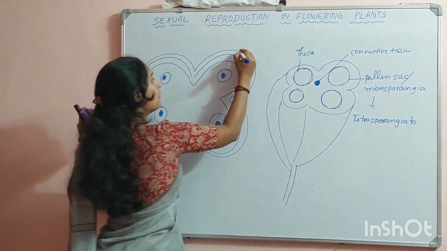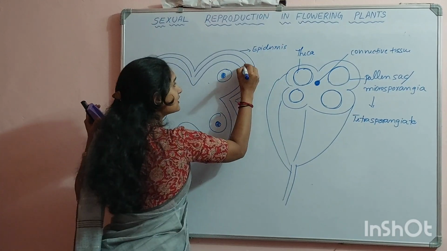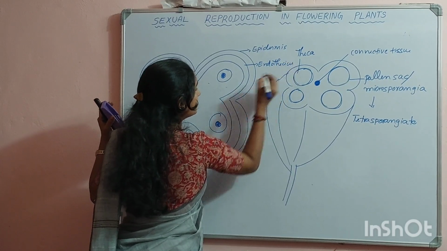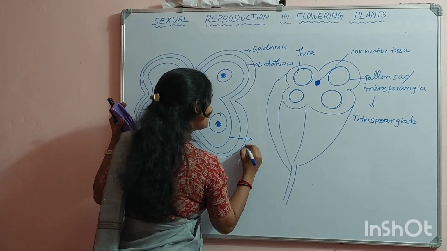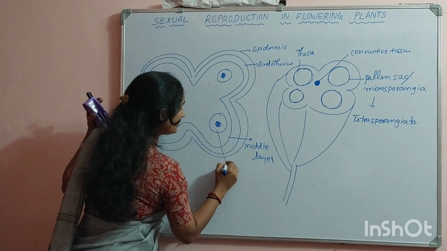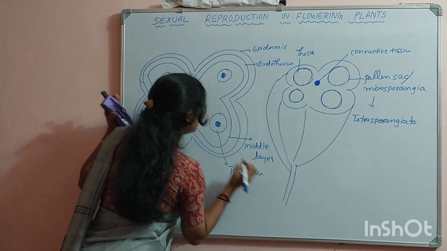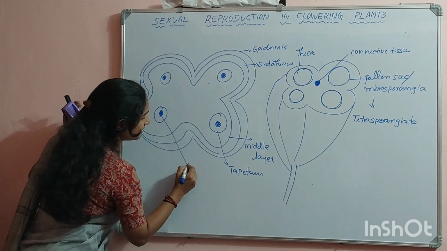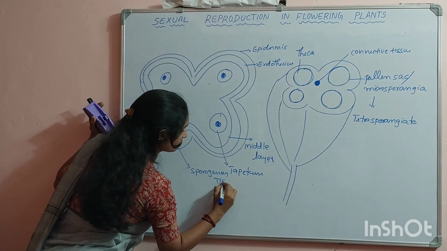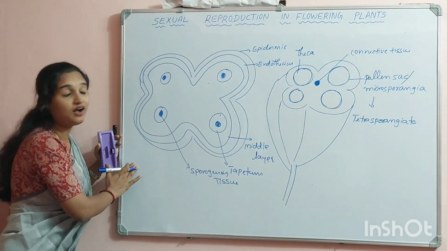Sporogenous tissues. So the outer part is the epidermis. The next layer is the endothecium. The next inner layer is the middle layer. The next inner covering is called the tapetum. Inner to the tapetum, we can see the sporogenous tissue. This is the structure of microsporangia.